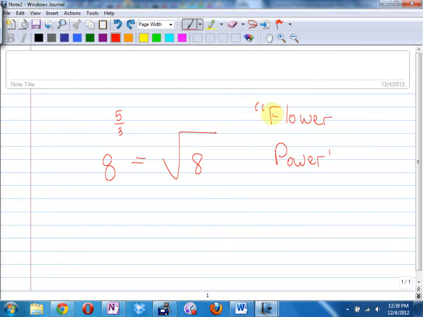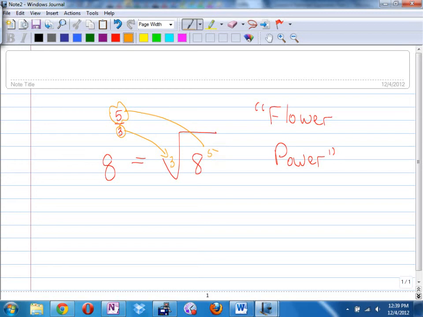Flower power. What's that say? Here's what my teacher said. She said, hey, this fraction looks kind of like a flower. There's the flower. There's the root. Put the root to the root. Put the flower to the power. Flower power.